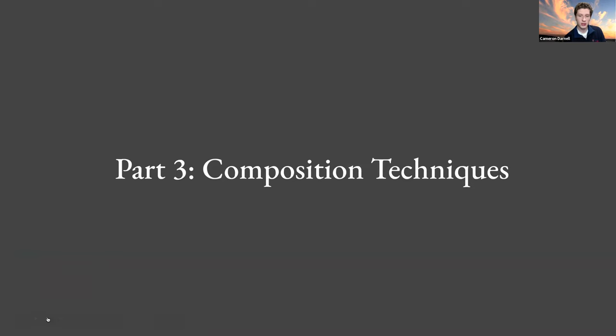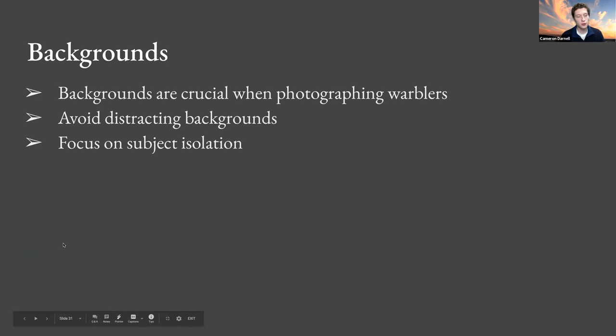The next section will be composition techniques for warbler photography. Backgrounds are really crucial when photographing these types of birds. The main tip that I give for backgrounds is avoiding distracting backgrounds. And what do I mean by distracting? A background is distracting when your eye doesn't go right to the bird. If the viewer's eye, after the image is finished, is searching around for all the elements in the background, and it's not drawing right to the bird, that means it's a distracting background.